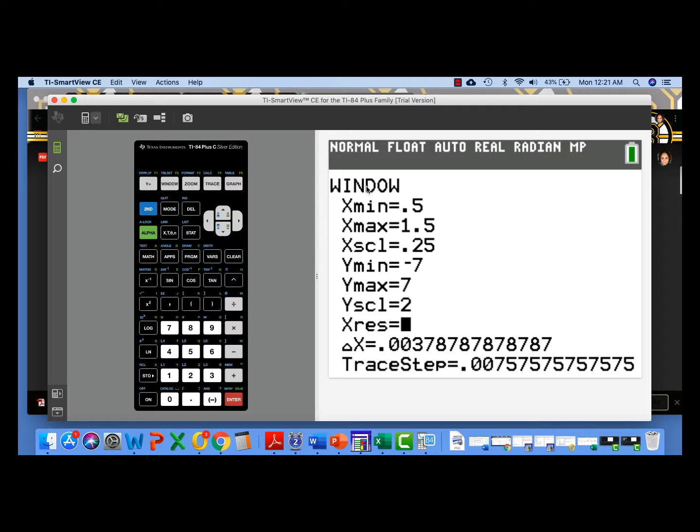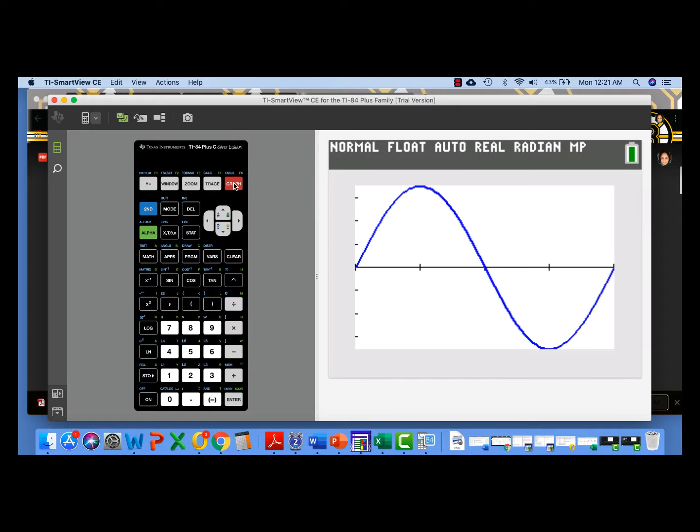Okay, once I have the window set up, I'm going to hit graph and make sure that we see that full cycle. So we see where it starts on the x-axis, it goes up to our max, goes down to our min, and then comes back up to our x-axis. So seeing that full cycle on there, just like what we just graphed by hand, we know that we did it correctly.